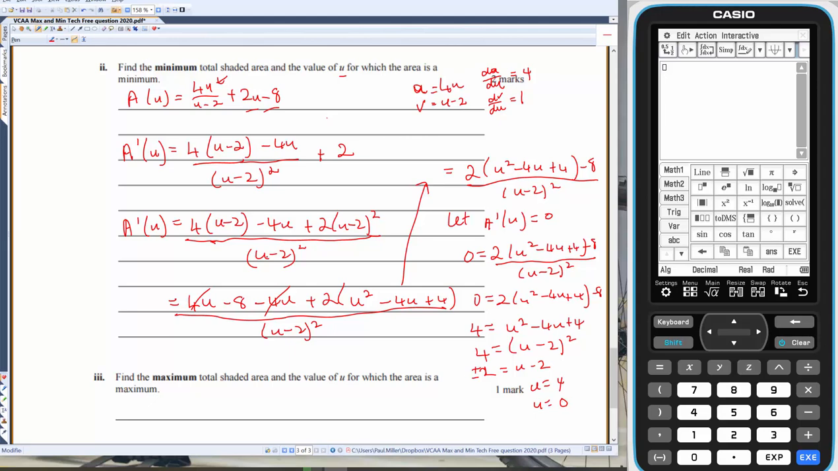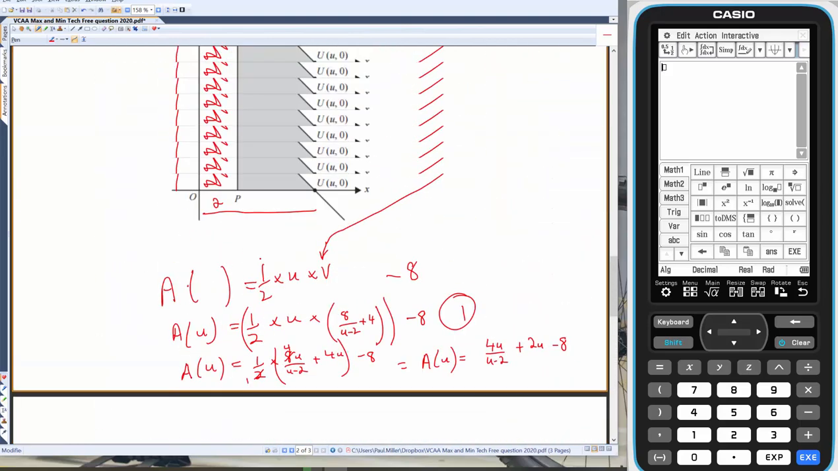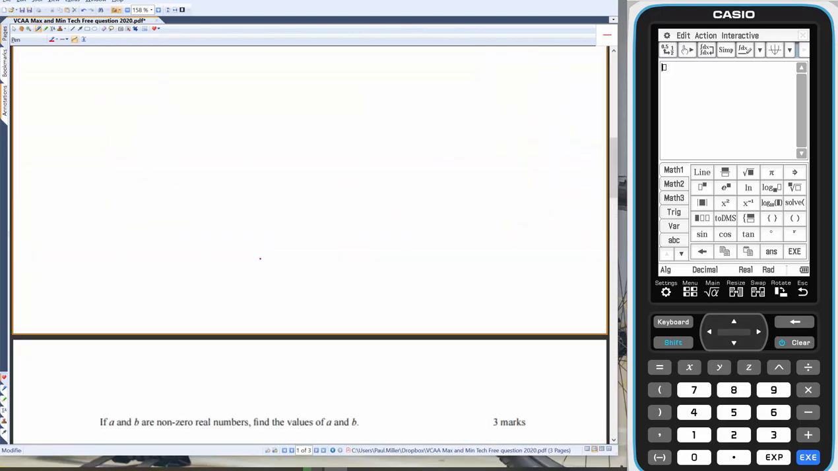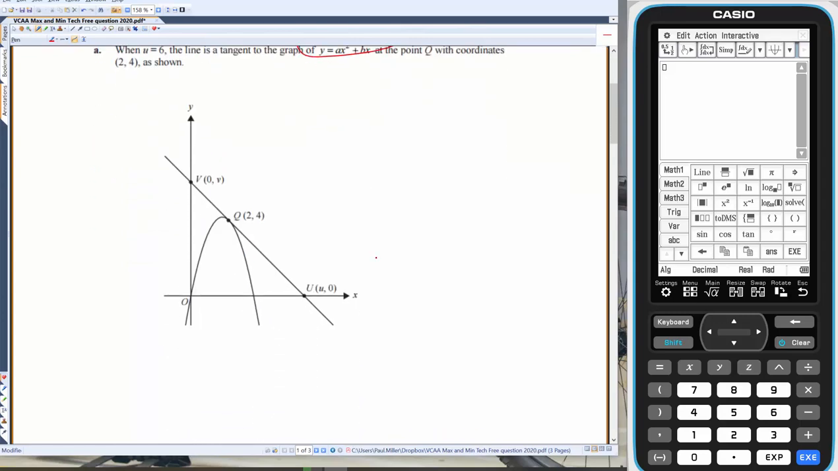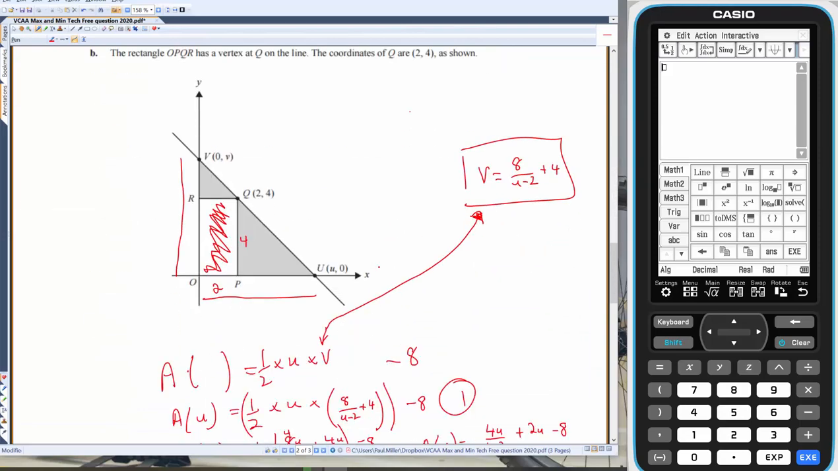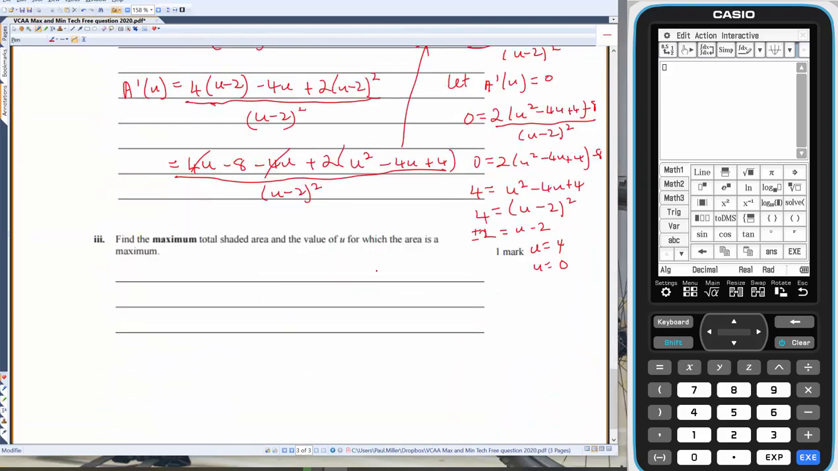Now remember I said at the start, almost 19 minutes ago, what you want to do is just take note of the domain that numbers can take on. And there's our domain there, and it has to be between 2.5 and 6. So we've got two solutions there. One of them is 0. So we're going to say but 5 on 2 less than or equal to u less than or equal to 6, I think it was. Therefore, u is equal to 4.